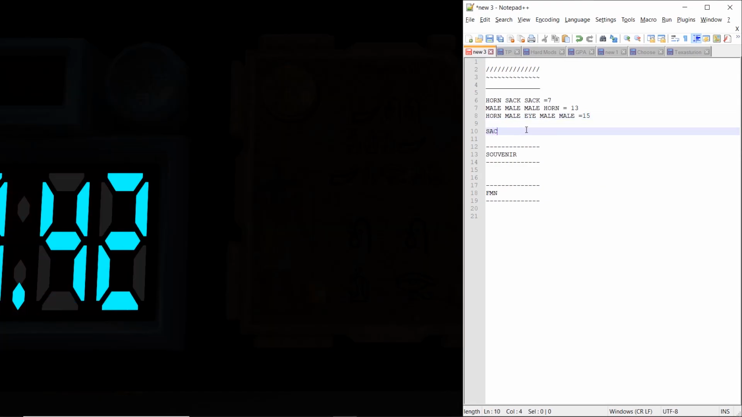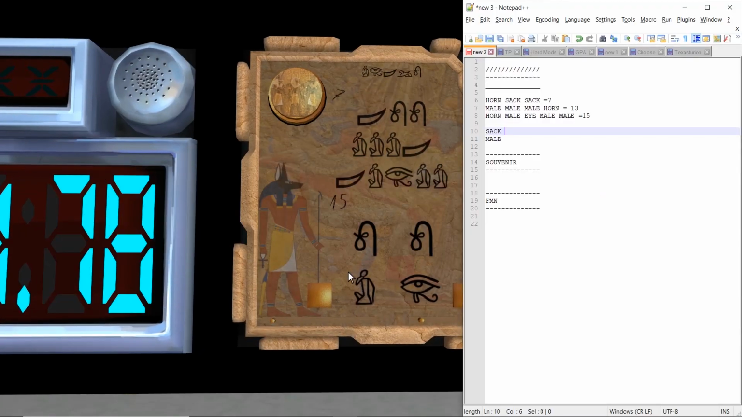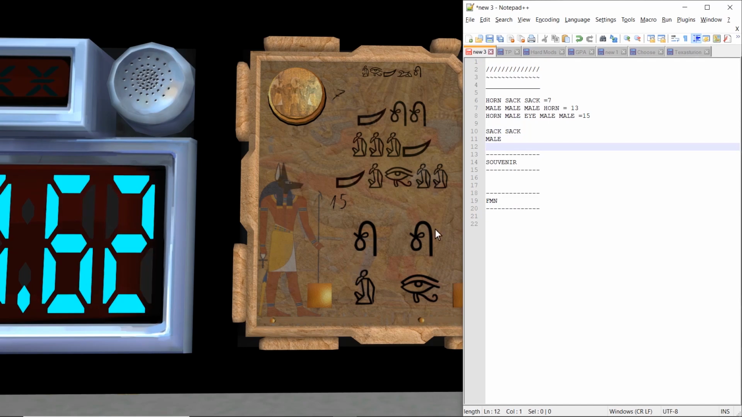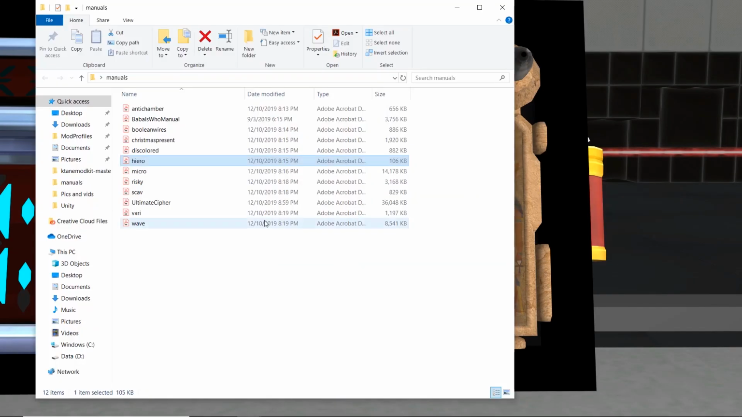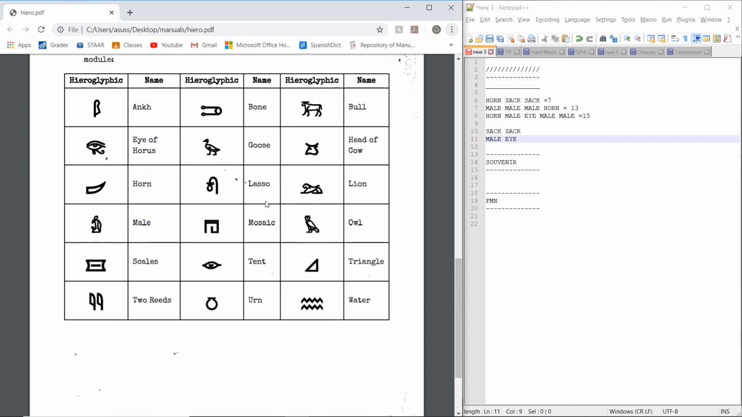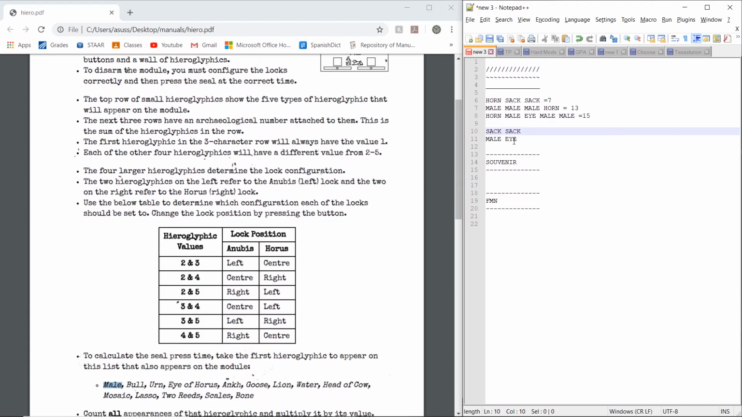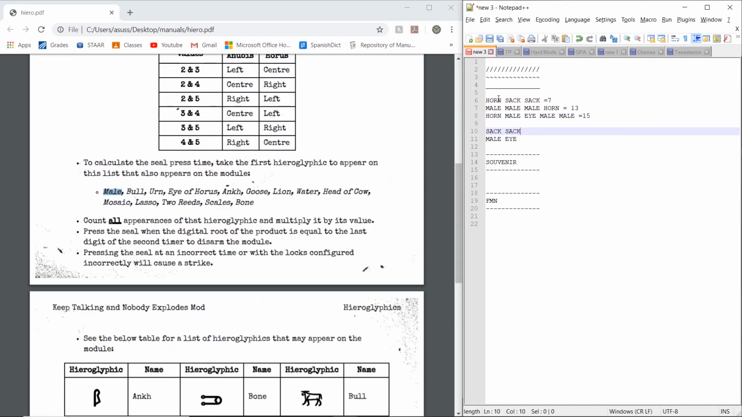And our lock position is sack, and I have no clue what this one is. Sack and male. We have sack and I. Oops. Oh, I closed. No, I didn't. What's the name of it? Lasso. Yeah, I guess. So, like before, we start, since horn is the first one, its value is 1. So you have 1, 1, 1.